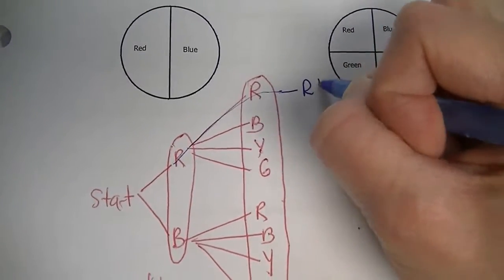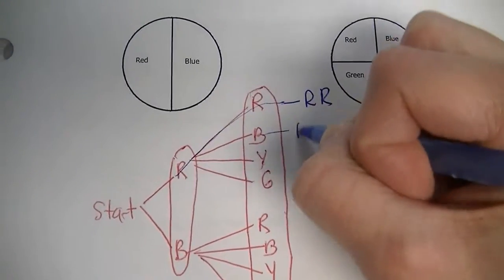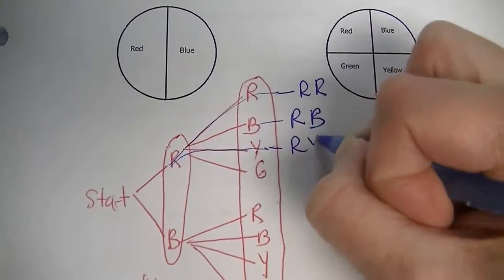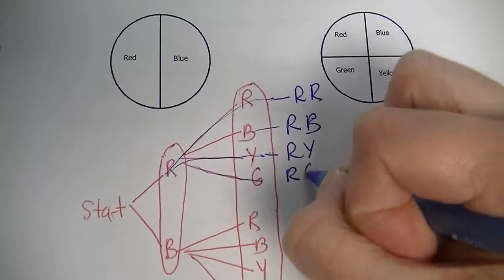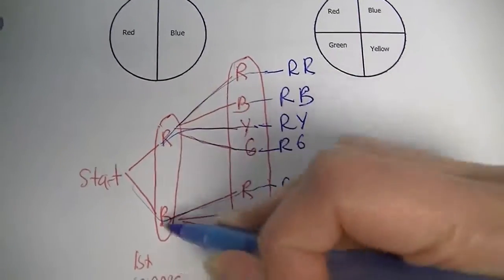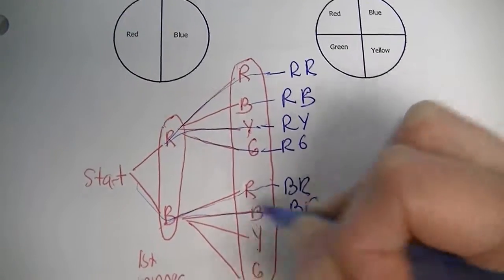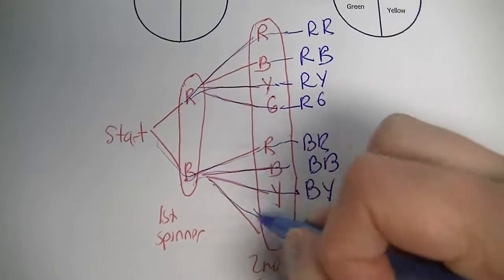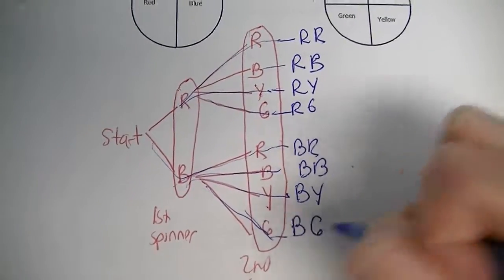So we can have red, red, red, blue. It helps if you trace it. Red, yellow, red, green. We can land on blue and then red. Blue and blue. Blue and then yellow. Whoops, blue and then green, okay?